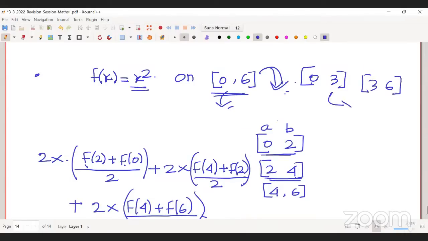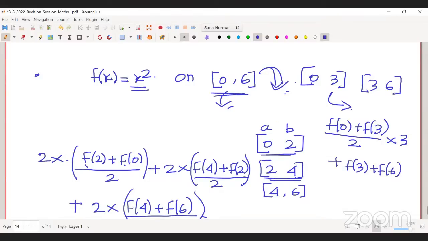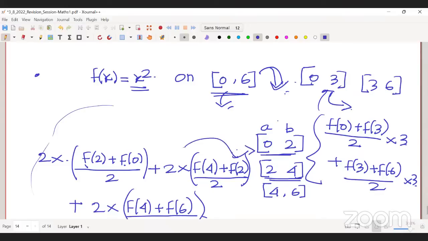And in this case, my trapezoidal sum will be what? f of 0 plus f of 3, divided by 2, times 3, plus f of 3 plus f of 6, divided by 2, times 3. So this is the trapezoidal Riemann sum with respect to these intervals, and this is the trapezoidal Riemann sum with respect to these intervals. Is it clear?